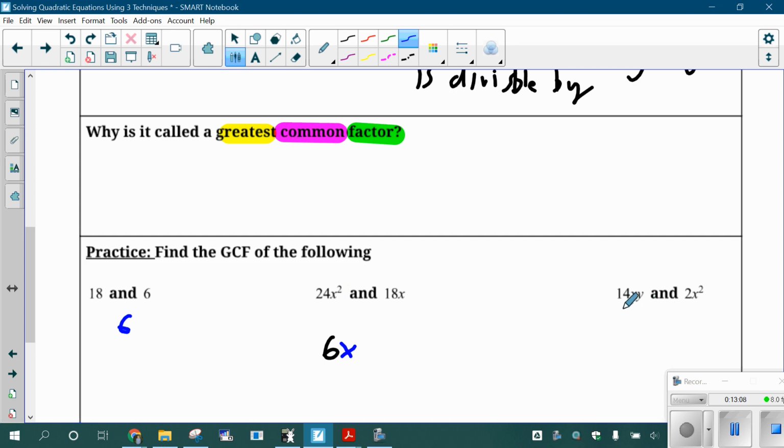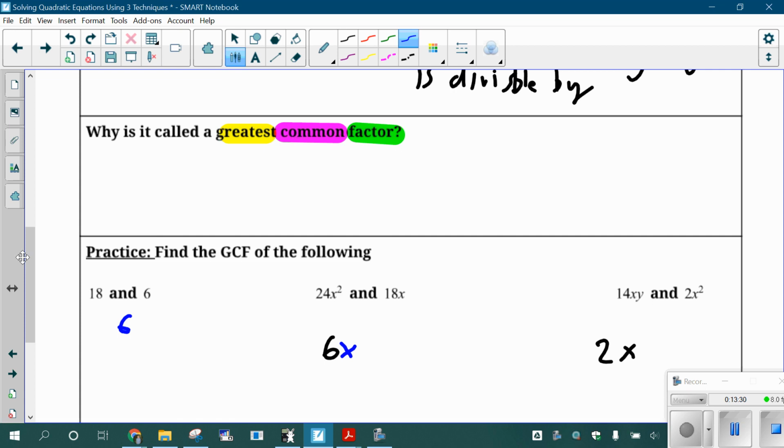Here, 14xy, 2x squared. So the numbers first. 14 and 2, what's the biggest thing you can divide them both by? 2. xy and x squared. What do they have in common? What's the biggest thing, the most they have in common? Well, they both have an x. They don't both have a y, they don't both have an x squared, so we can't take out any more than that. And so that would be the greatest common factor.